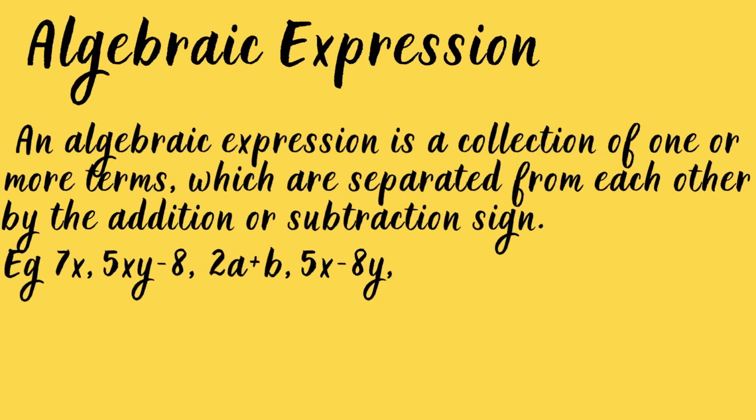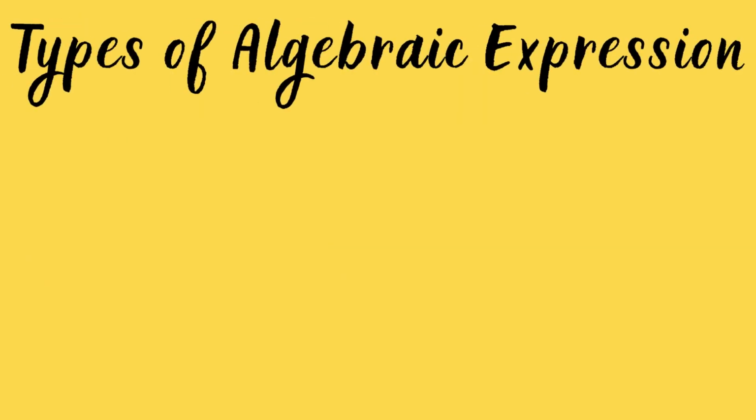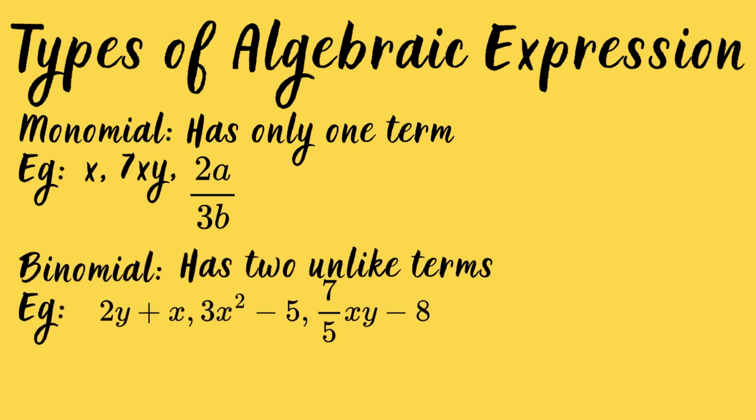An algebraic expression is a collection of one or more terms which are separated from each other by the addition and subtraction sign. For example, 7x, 5x minus 8, 2a plus b, 5x minus 8y. All of these denote algebraic expressions. Let's look at the types of algebraic expressions.